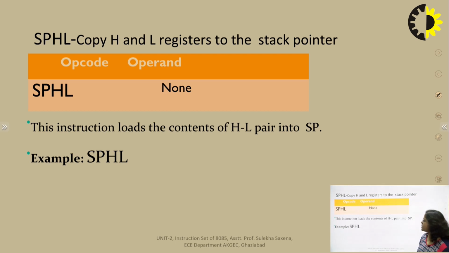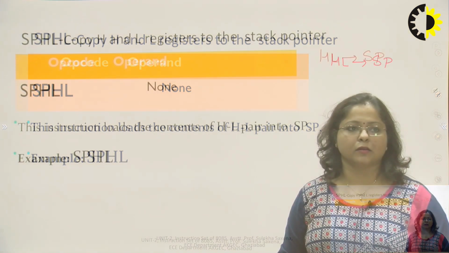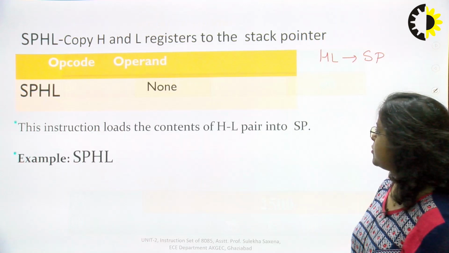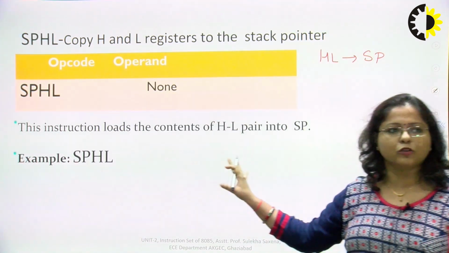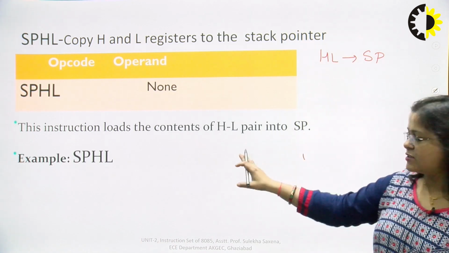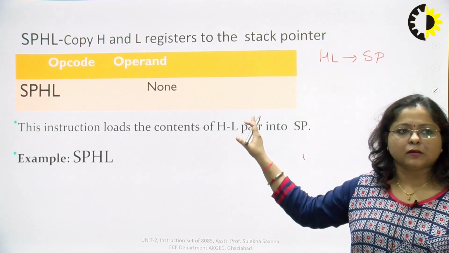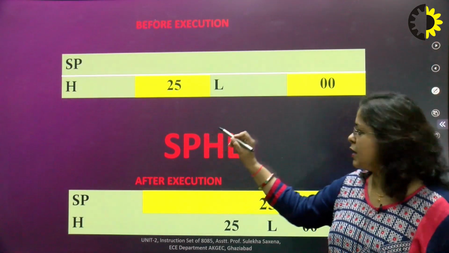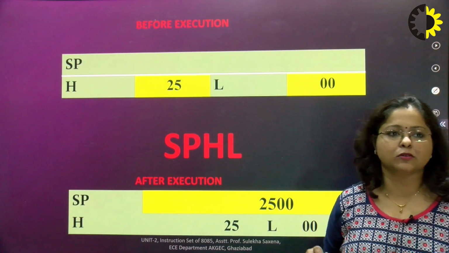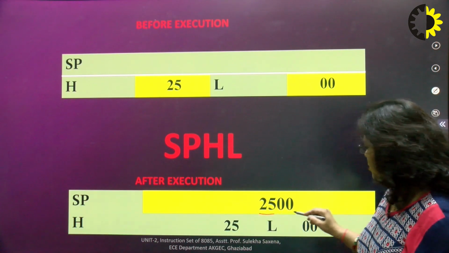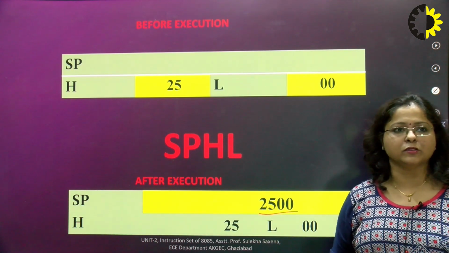Now, we talk about SPHL. SPHL simply copies the value of HL to the stack pointer. SP is the stack pointer and HL is a register pair. So, it copies the value of HL to the stack pointer. The addressing mode in this is implied. Size will be 1 byte. When we take an example, let HL contain 2500. After SPHL, the value of the stack pointer will be updated to 2500.